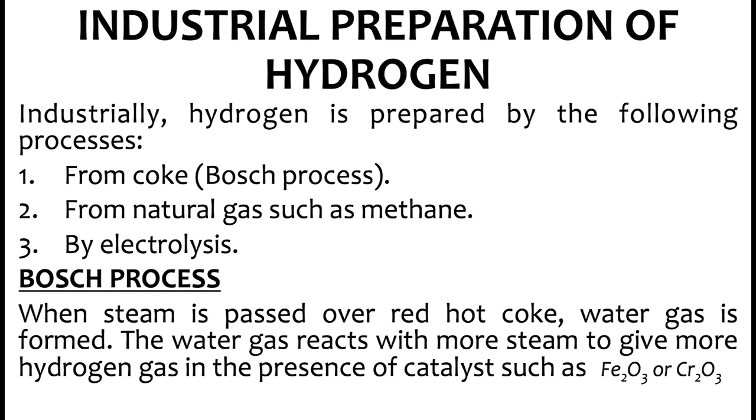Now, the Bosch process. When steam is passed over red hot coke, water gas is formed. We all know the reaction that when carbon reacts with water, it produces carbon(II) oxide and hydrogen gas. That is called water gas. Now this water gas reacts with further steam to give you more hydrogen gas, and we sometimes use catalysts such as iron(III) oxide or chromium(III) oxide.